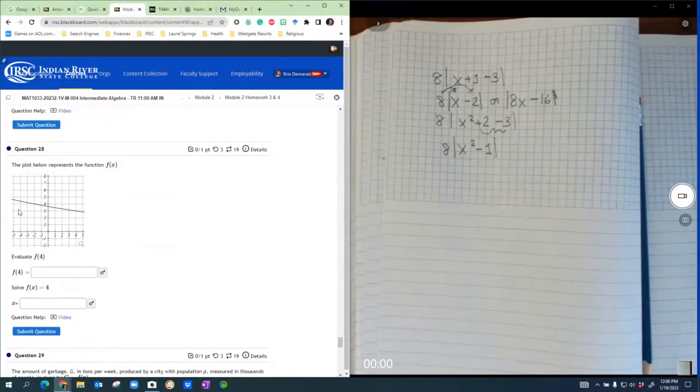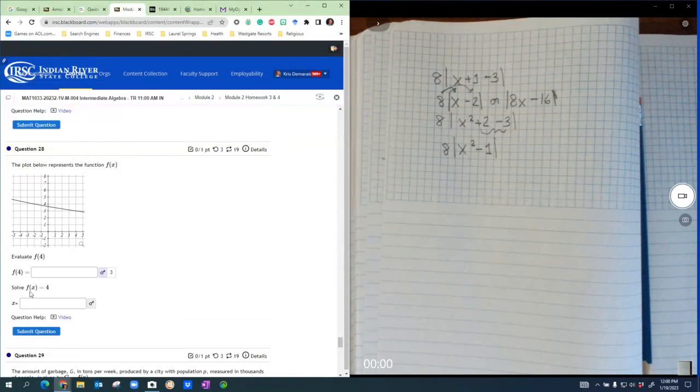Now, right here, it says evaluate with 4 as the input. 4 is the input, right here. That's going to be 3 as the output. All you've got to do is look for where you're at 4. Your graph is right there. You can see that the output value is 3.